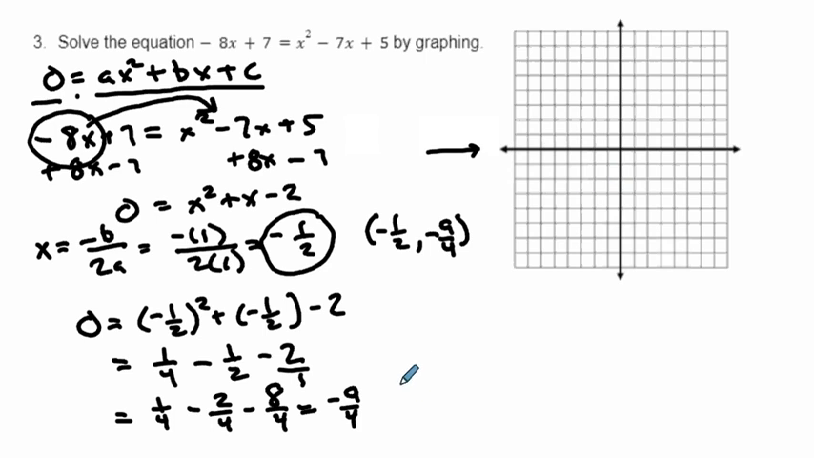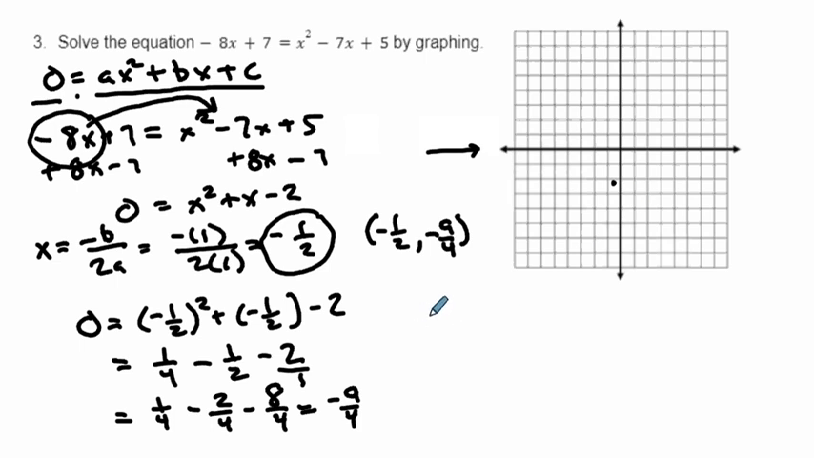And I figured that out because 4 goes into 9 2 times with 1 left over, so that's why it's negative 2 and 1/4. So I'm going to go to negative 2, and I'm going to go down just a little bit more and put a dot right there. That's about as close as I can get it with this graph.